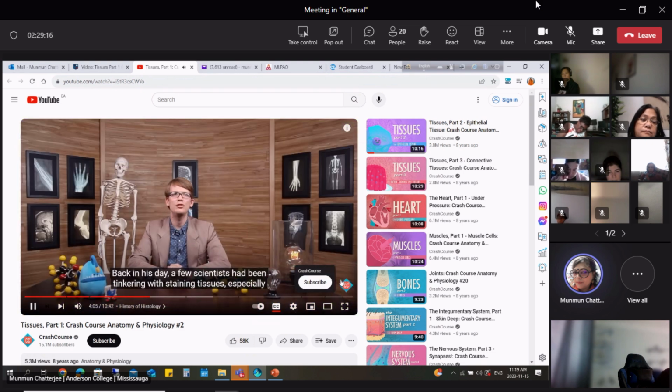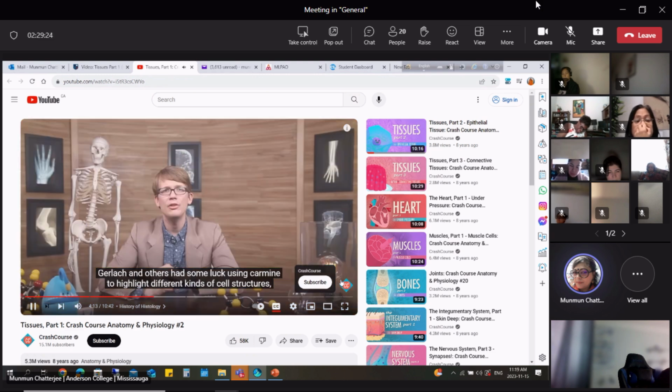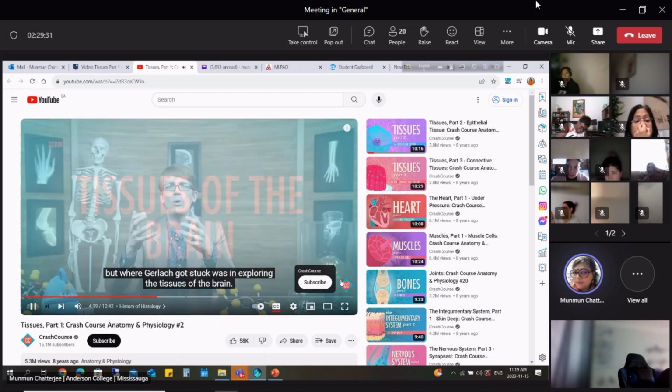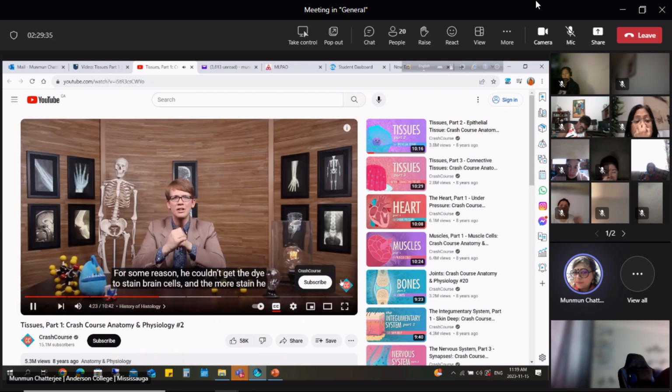Back in his day, a few scientists had been tinkering with staining tissues, especially with a compound called carmine, a red dye derived from the scales of crushed-up insects. Gerlach and others had some luck using carmine to highlight different kinds of cell structures, but where Gerlach got stuck was in exploring the tissues of the brain. For some reason, he couldn't get the dye to stain brain cells, and the more stain he used, the worse the results were.